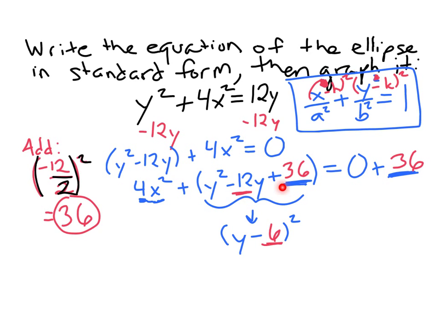So negative 6 and negative 6. You multiply them, you get positive 36. You add them, and you get negative 12. So that's why we have negative 6 here.